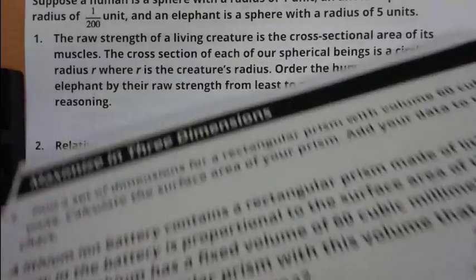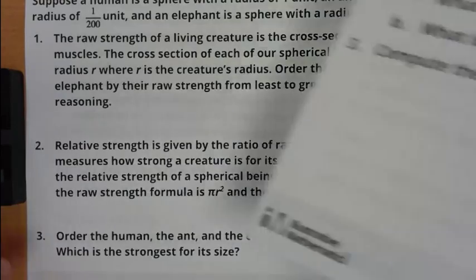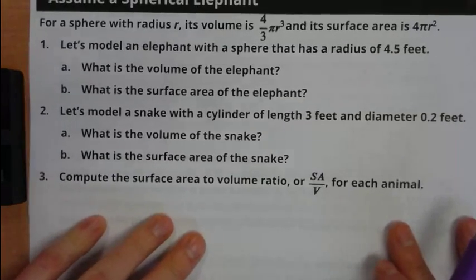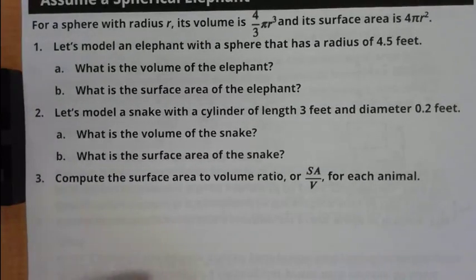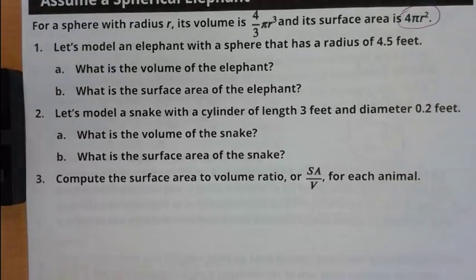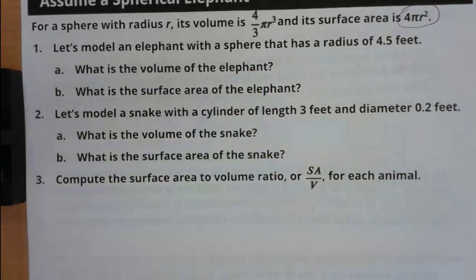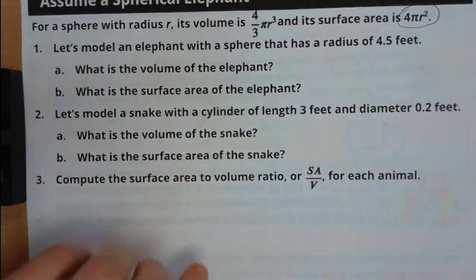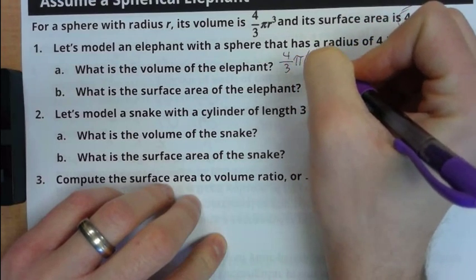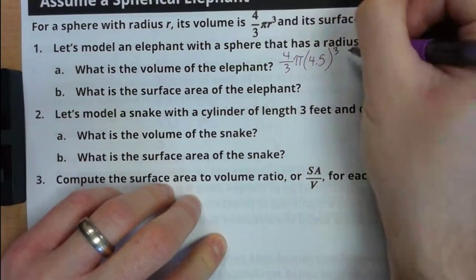Okay, moving on to part 3. So in part 3, we know that the volume of a sphere is, we've learned about that before, and it turns out the surface area of a sphere is 4 pi r squared, right there that I've circled. So if I want to do some quick calculation practice here, we're making a model of an elephant, obviously a very large animal, with a sphere with a radius of 4.5 feet. So I could just do a little calculation review here by putting 4.5 feet into my volume formula.